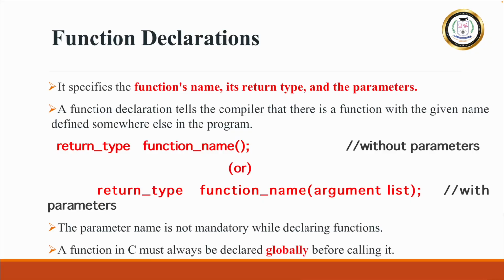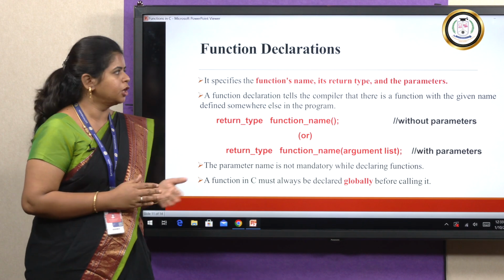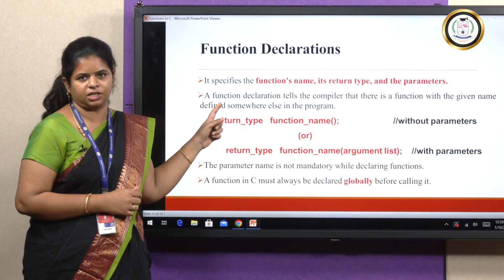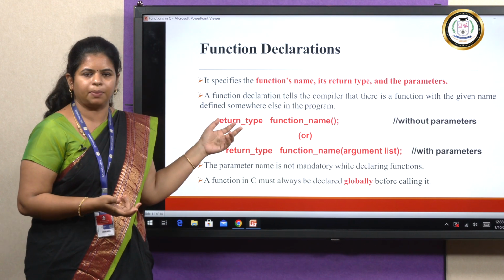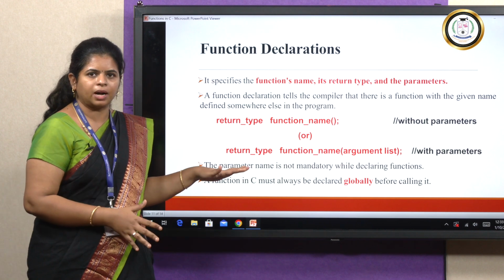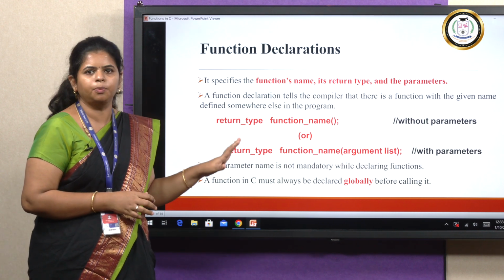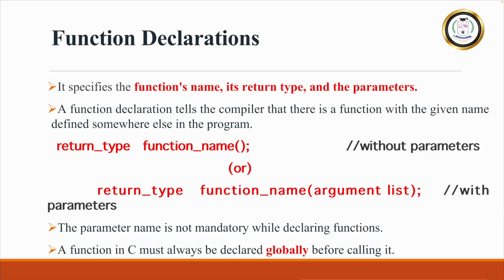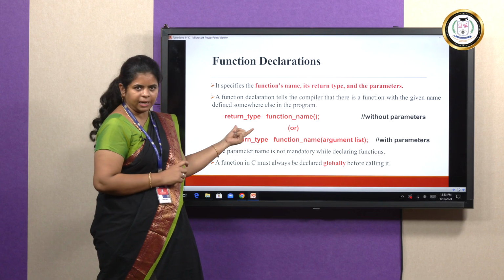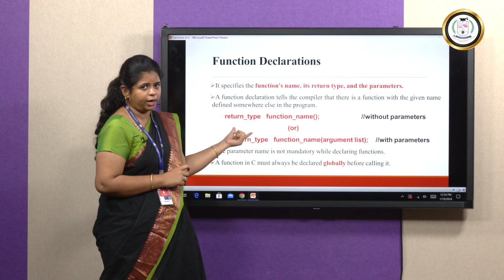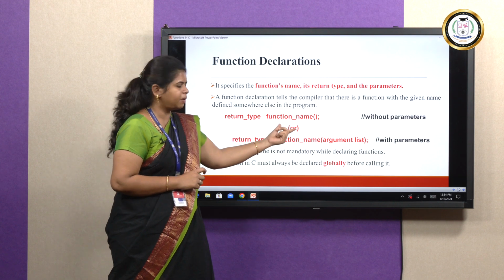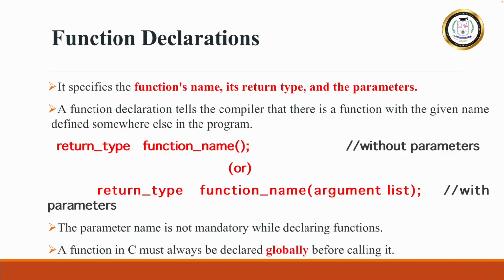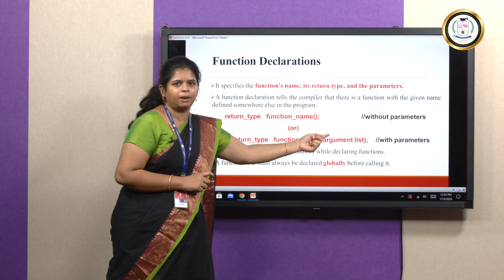Next is function declaration. Before starting your main program, immediately after your header files, you should mention this function declaration. It's just a signal to the compiler that this program is going to have a function inside it. So how to write it? The first one is the return type. You should mention whether it is void, int or float, followed by the function name, opening and closing parenthesis. If your function is going to have arguments, you can mention them, followed by a semicolon.